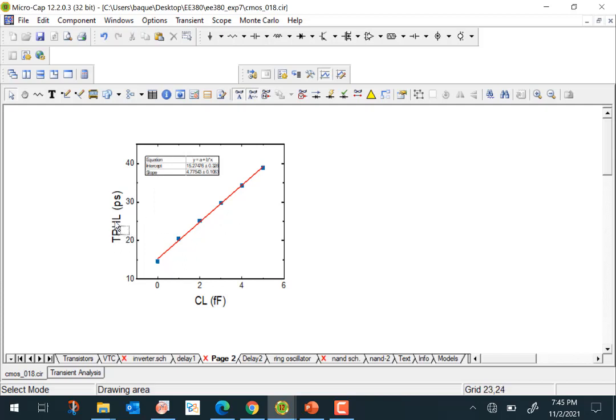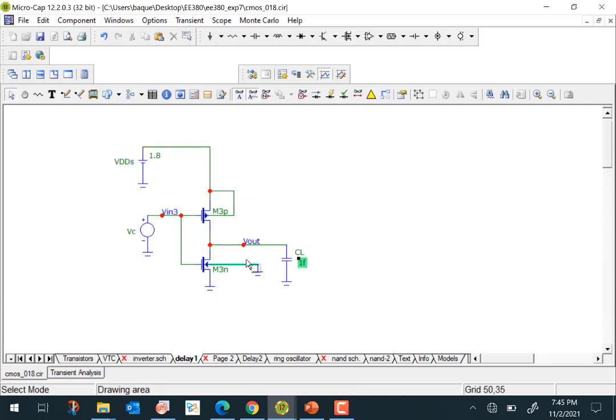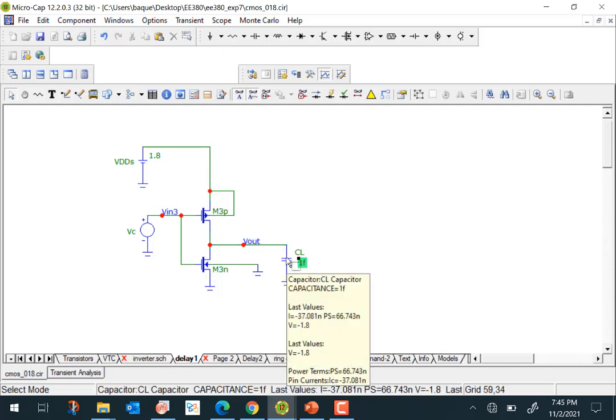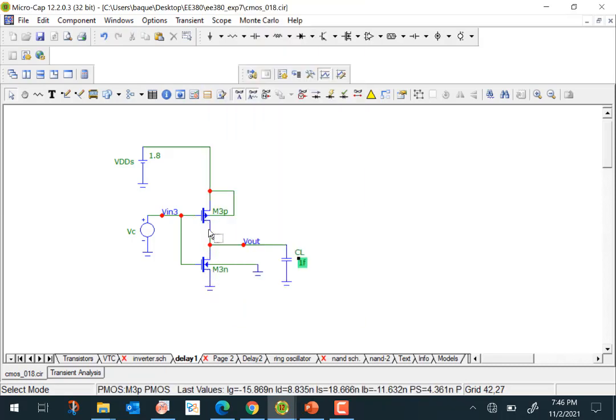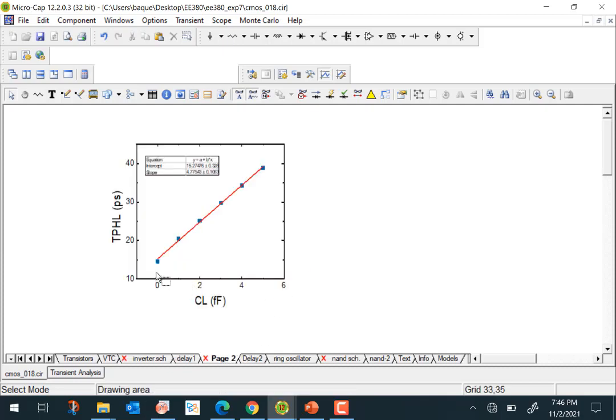Similarly, for tau PLH, you can get the low to high propagation delay also. So high to low delay is caused by the NMOS, because the NMOS causes the capacitor to discharge, while for low to high, which means the output is going from low to high, it's the PMOS which is charging the capacitor. Right, so you can study the propagation delays, tau PHL and tau PLH, as a function of the load capacitor, and you can plot it out, and you should see a graph like this.